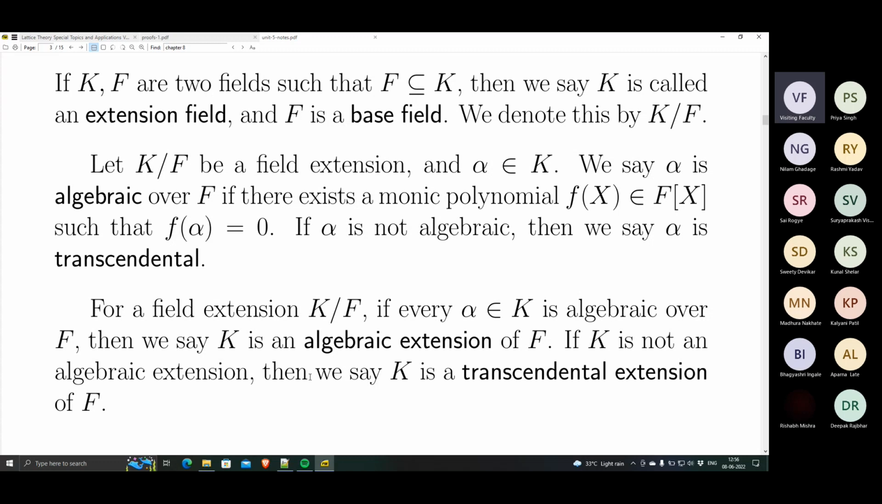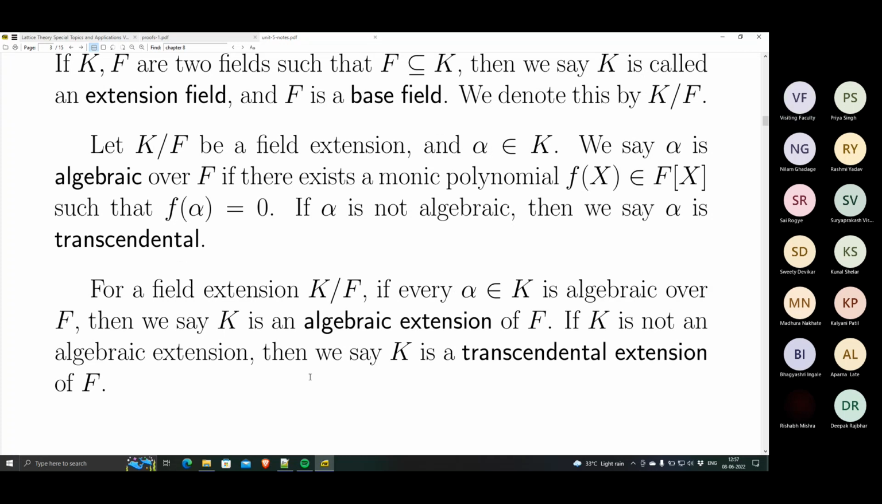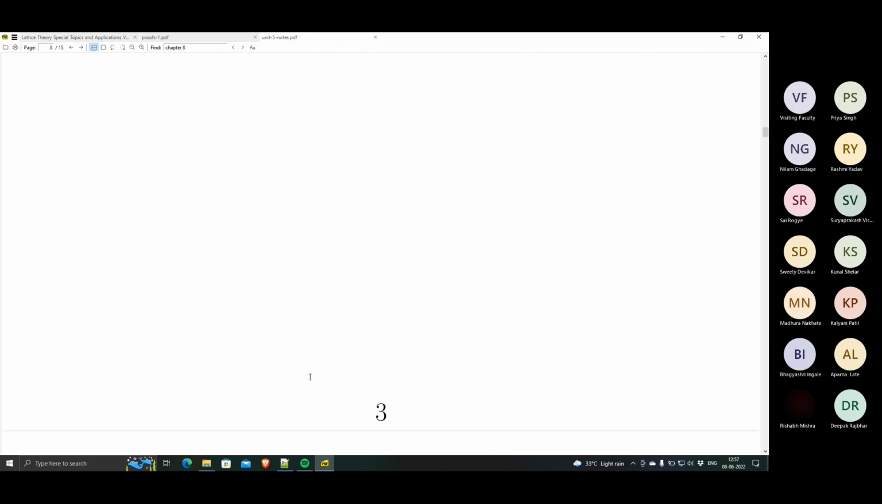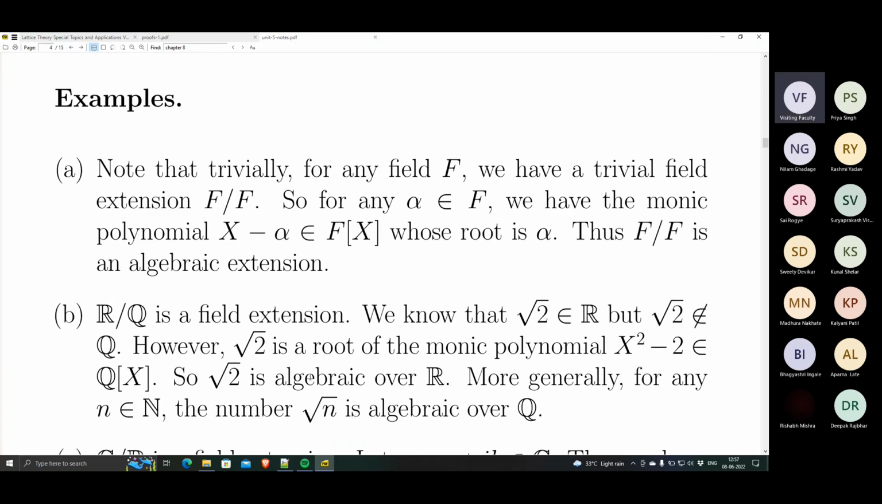Right. So I hope this much is clear. So these are the very, very basic definitions. Okay, now we look at some examples. So last time I mentioned that have a look at some examples of algebraic elements, right? Let's look at some examples. Okay, let's start with the most basic, most trivial, the simplest example.